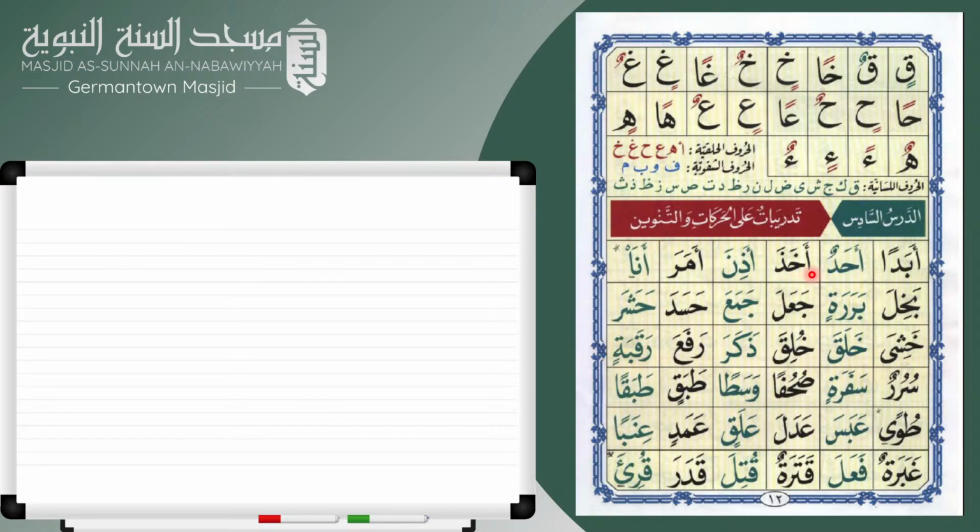So guys, that Hamza is what? A. Kha is heavy. Akhadha. Hamza, Fatha, A. Dal, Kasra, Dhi. Adhi. Noon, Fatha, Na. Adhina. Hamza, Fatha, A. Mim, Fatha, Ma. Ama. Ra, Fatha, Ra. Amara. Hamza, Fatha, A. Noon, Fatha, Na. Ana. We're going to skip over that alif for now.